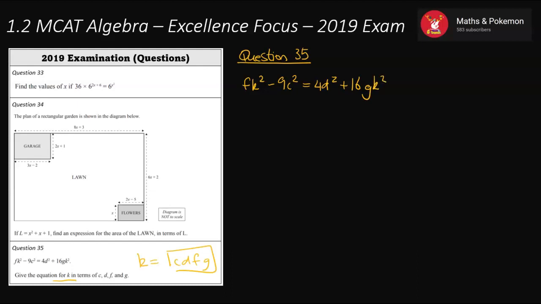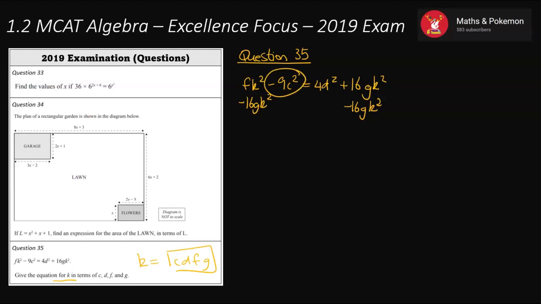So the first strategy I'm thinking of is, because I want K by itself, I want everything with a K on the left-hand side and everything without a K on the right-hand side. So what I'm going to do is move this, there's a K over here, so I'm going to move this 16GK squared over. So I'm going to go minus 16GK squared on both sides. So that's been moved over.